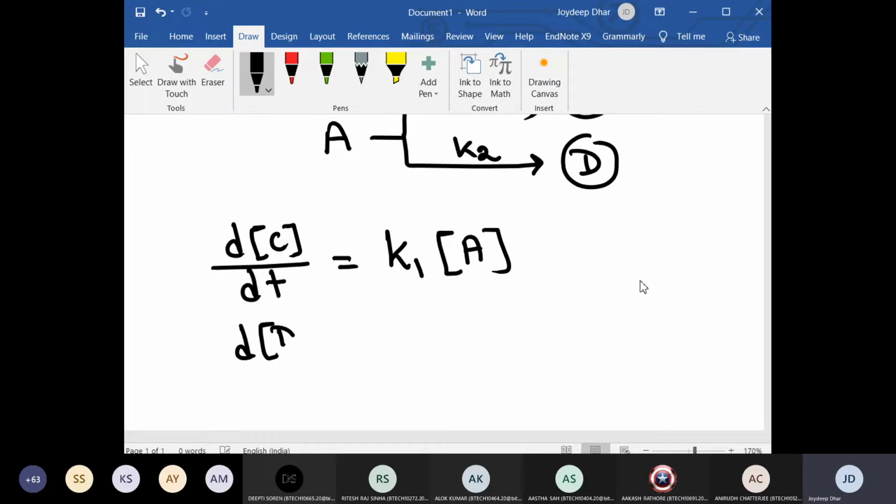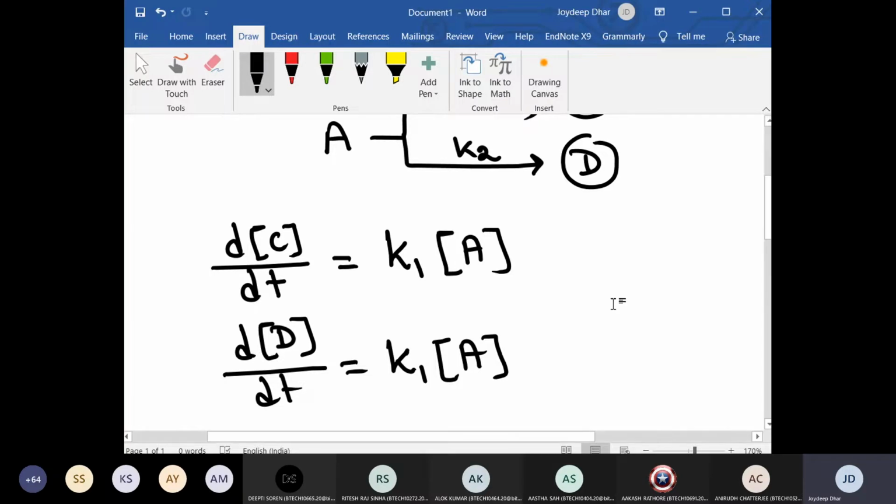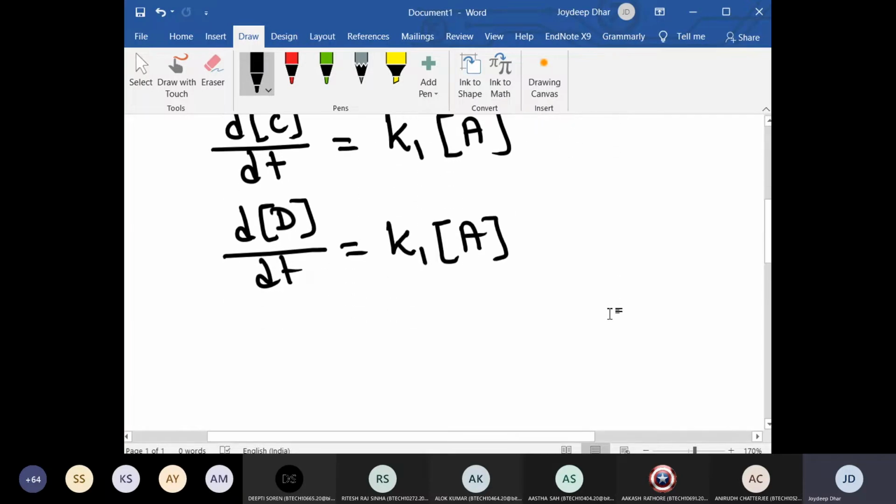So similarly for second product D, I can write dD/dt. It will be K2 into A. So this I have written the rate equation in terms of product formation. Now if I want to write the rate equation in terms of the reactant A, so I will write minus dA/dt.